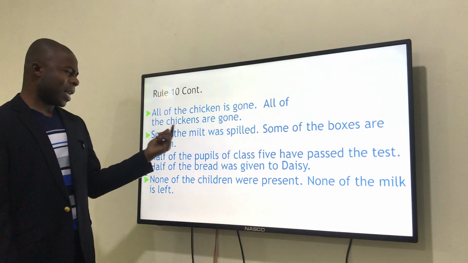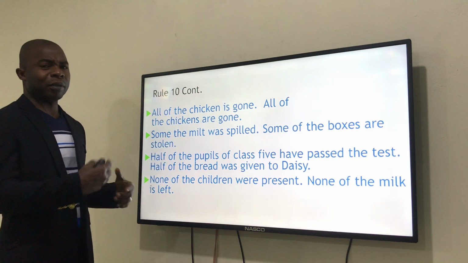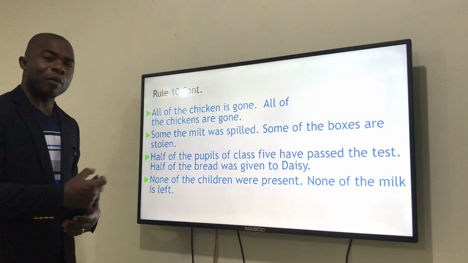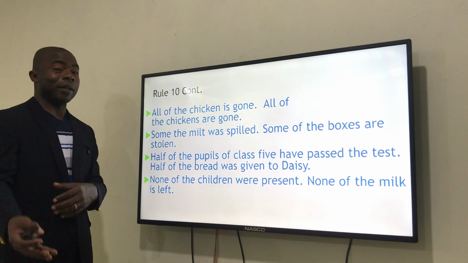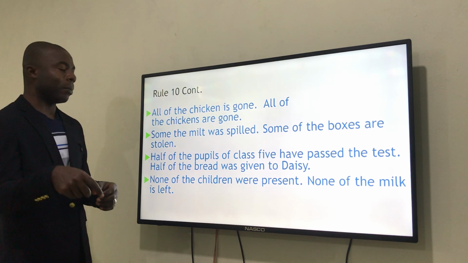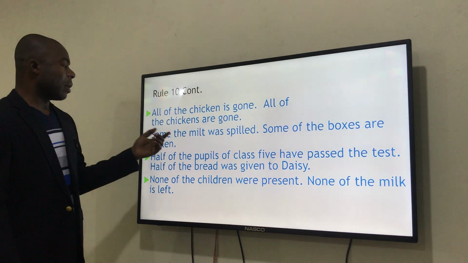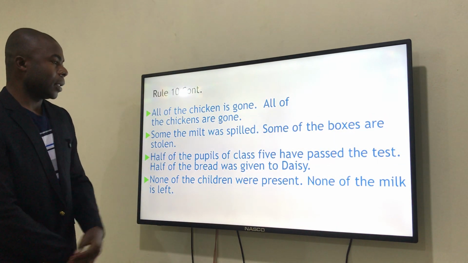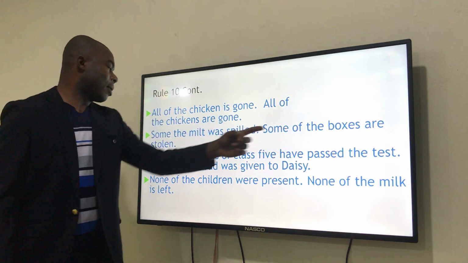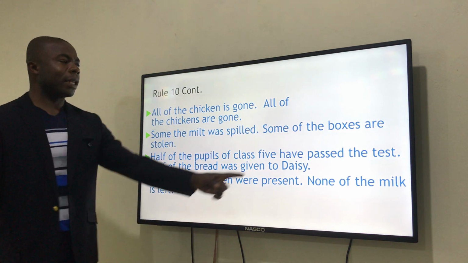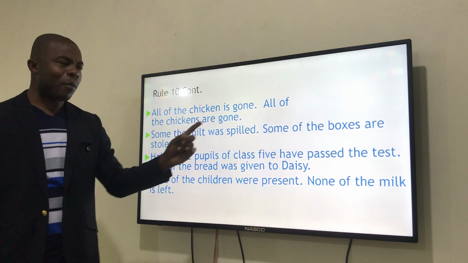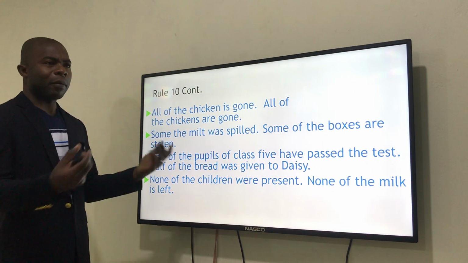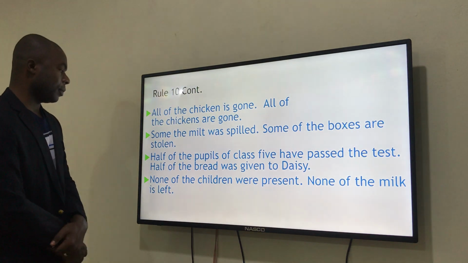Of course, milk, some of what, milk. It's non-count, you don't count milk. You don't say milk 1, milk 2, except tins of milk. So you're focusing on the tin, not the milk. So, some of the milk was spilled. Some of the boxes are stolen. So you can take note that boxes, some, okay, more than one. It could be 6 boxes, and then some of them could be 2, so still plural.